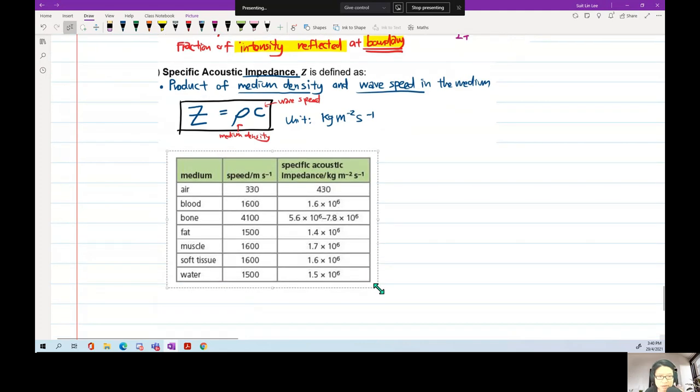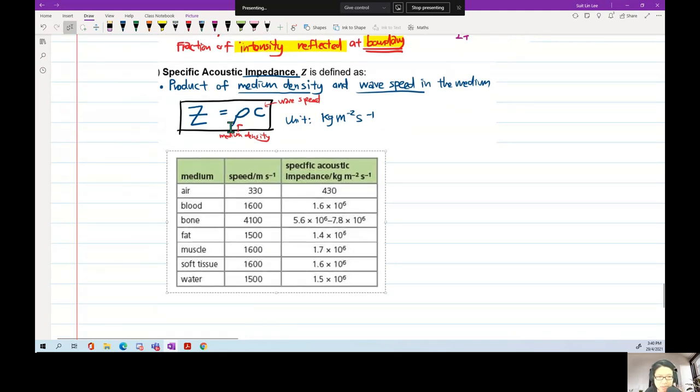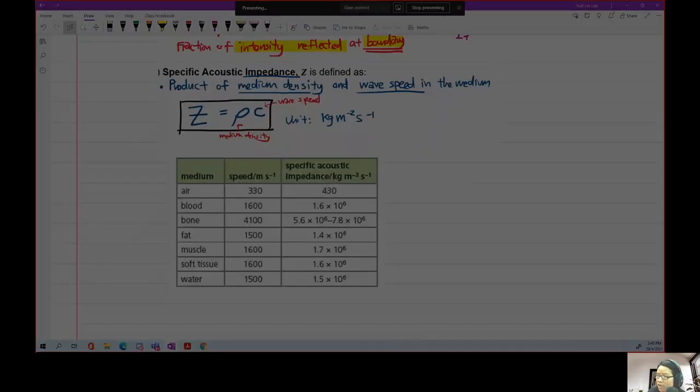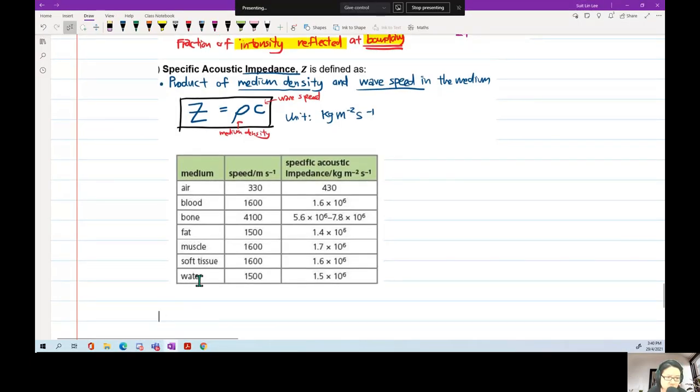Specific acoustic impedance is the product of the density of the medium multiplied by the speed of sound. So you can see if the speed is fast, then the Z value is very big. If the speed is slow, like air, the Z value is very small. Okay, so the reason why we care about the Z value is because we want the ultrasound to go into the body. Because when the ultrasound goes into the body, then only we can see into the structure, right? Because we need to look at the human body.